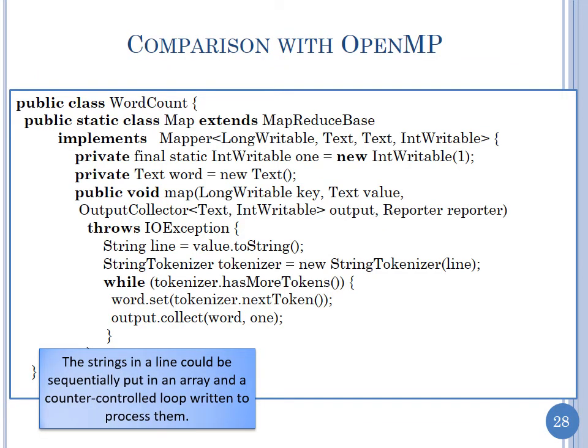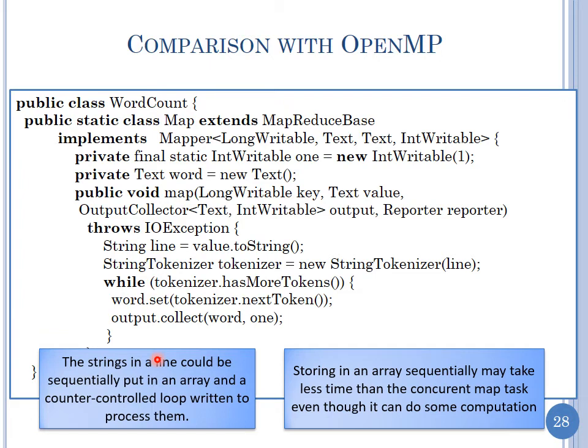But we could, conceptually, put the strings in one line into an array, and then write a for loop of the kind. So when we did this, we could go through has more tokens and put all those tokens into an array. So write one loop to do that, and then write another loop that is actually parallelized by OpenMP. So conceptually, we could have done it this way.